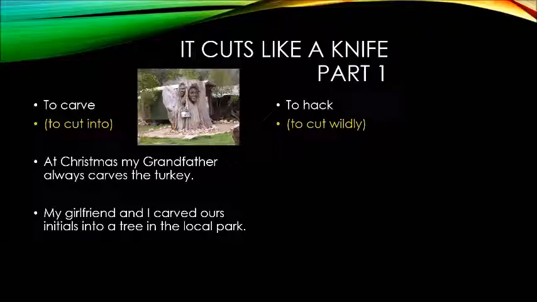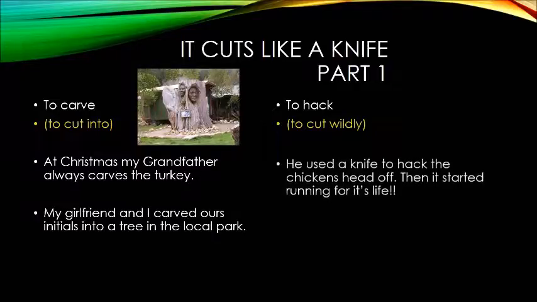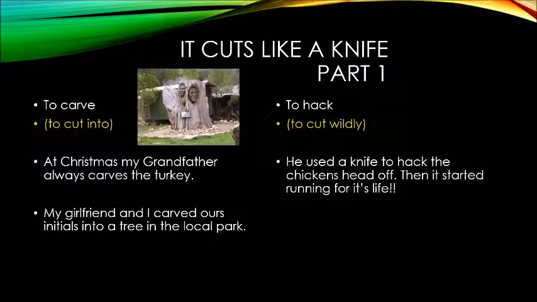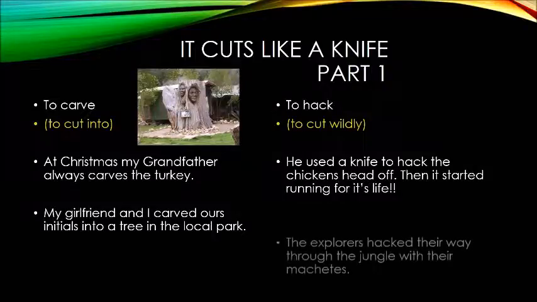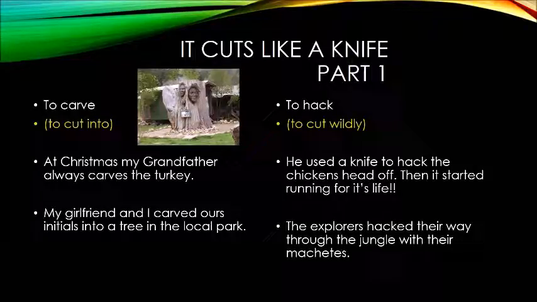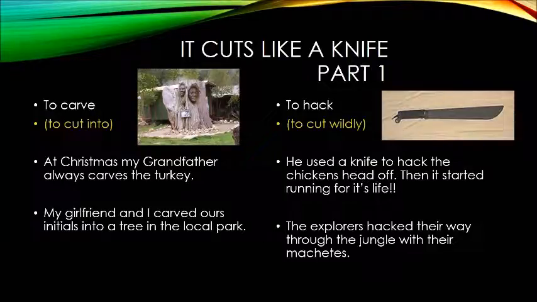He used a knife to hack the chicken's head off. Then it started running for its life. Okay, that's a bit of a bloodthirsty example, but apparently it's true. The explorers hacked their way through the jungle with their machetes. And there we go. So at the top here you'll see a huge machete, and that can do a lot of damage if you're swinging it about the place.